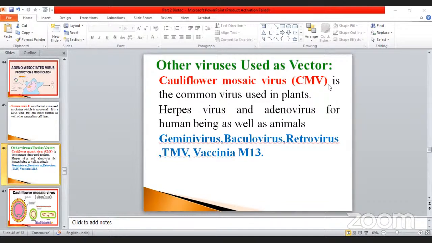What about this cauliflower mosaic virus? Is it an RNA virus or a DNA virus, my dear? Sir, not heard about it, sir. You do not know. What about the TMV, tobacco mosaic virus? No, sir. Anyhow, all the plant viruses have only RNA as a genetic material, right? But in the cauliflower mosaic virus, it has DNA as a genetic material.